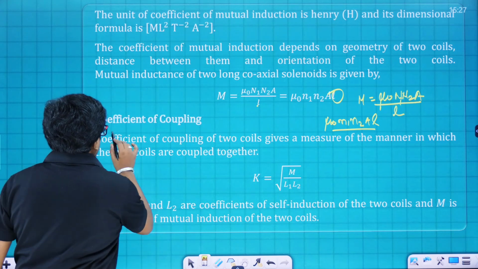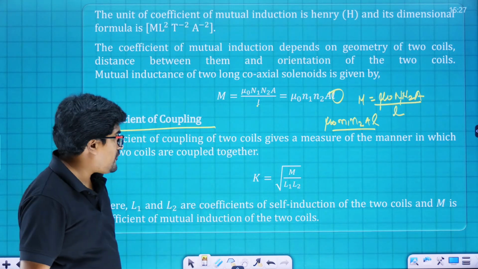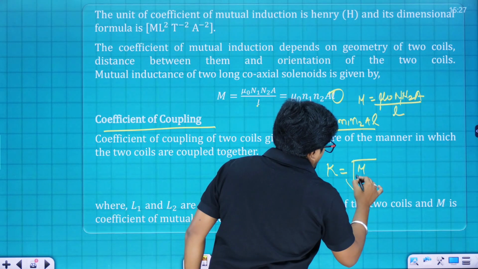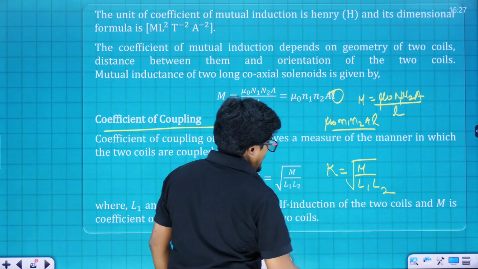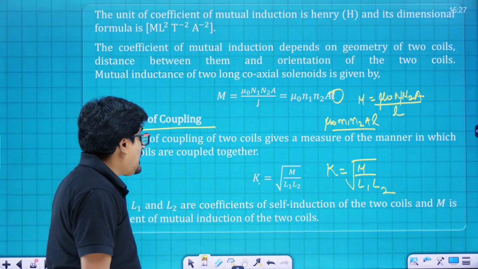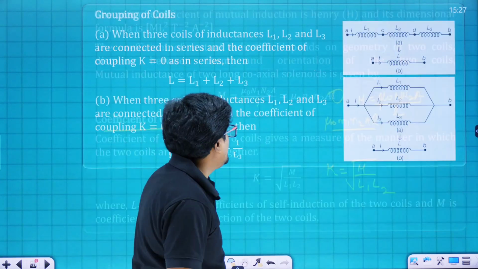Alright, next is coefficient of coupling. Coefficient of coupling capital K is equal to M all divided by under root of L1 into L2. Here L1 as well as L2 is self-inductance, and capital M is mutual inductance.